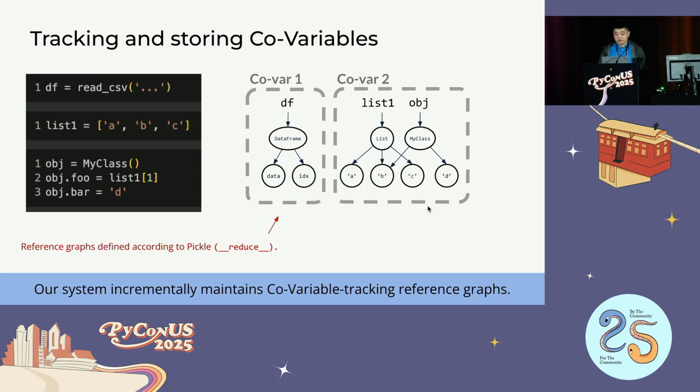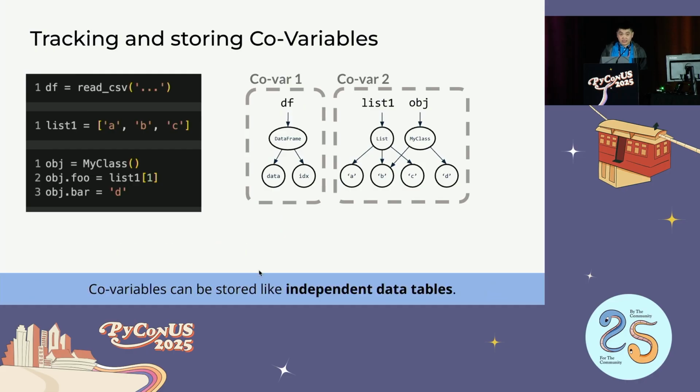These reference graphs also define the covariables that we'll be working with. Our system incrementally maintains these covariable tracking reference graphs through live analysis. This incremental part is important because object traversal turned out to be quite expensive, which I'm going to talk about in a while. As we mentioned earlier, covariables enable storage like independent data tables, because you can store covariables as independent entities, and there is no risk of breaking shared references between covariables because there are none.